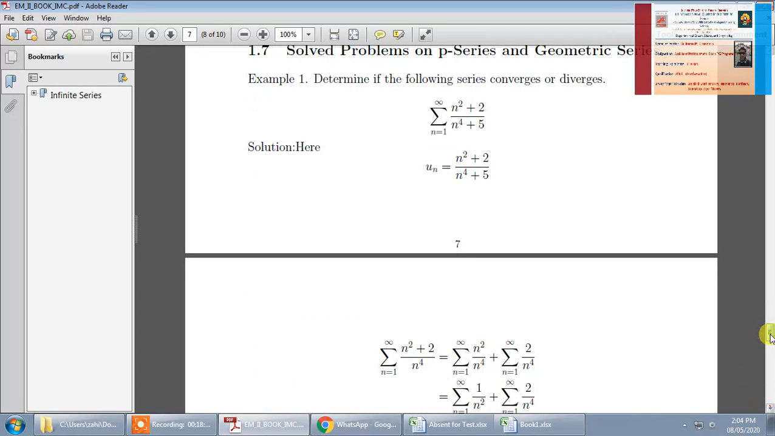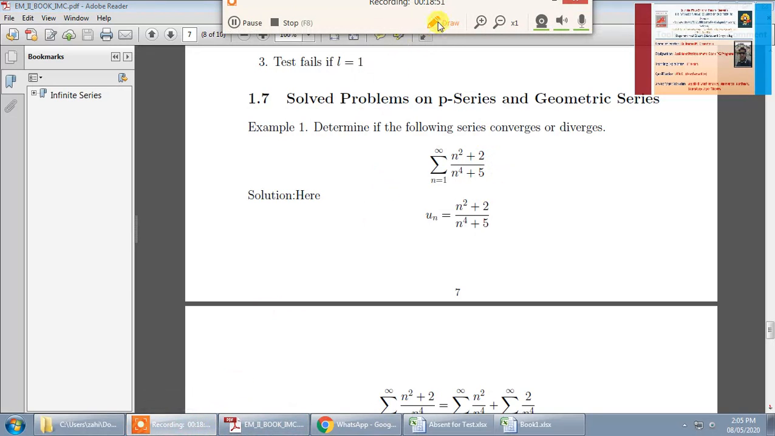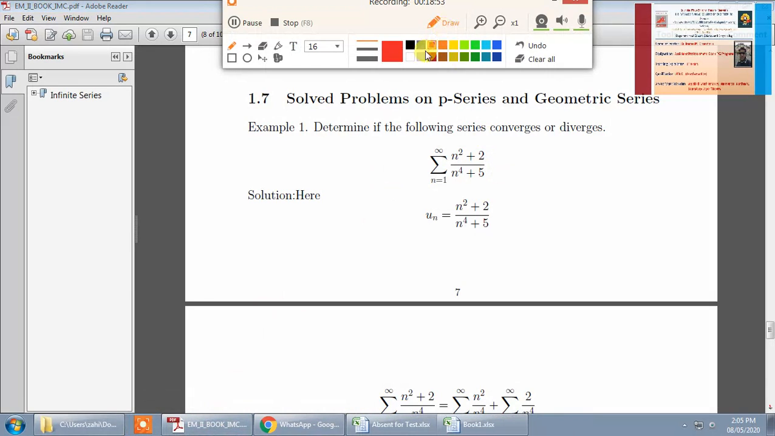Okay, so let us have the first problem. What is the first problem? Solve problems on the p series and geometric series. Determine if the following series converges or diverges. What is the series given to you? Summation n from 1 to infinity of (n square plus 2) divided by (n raised to 4 plus 5). What is the meaning of that? This series has an nth term, so this is your u_n.